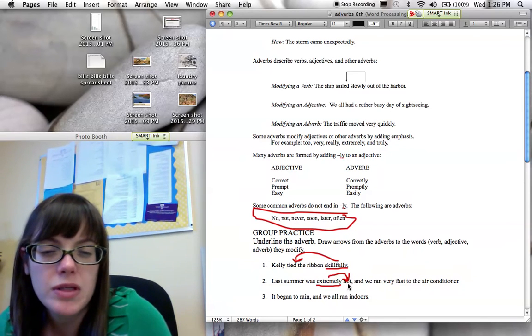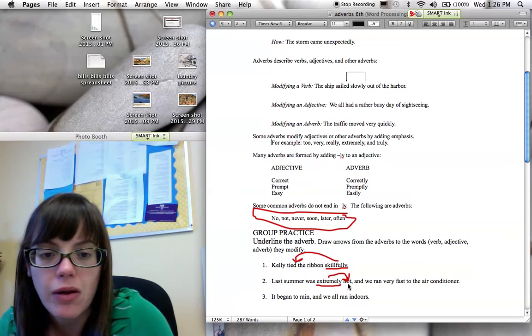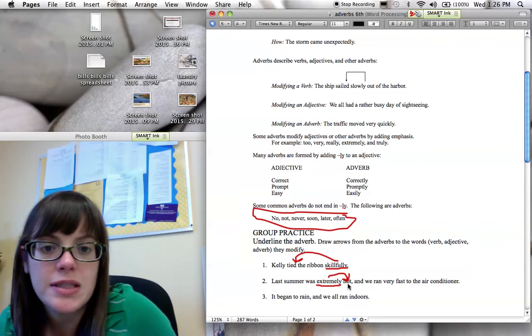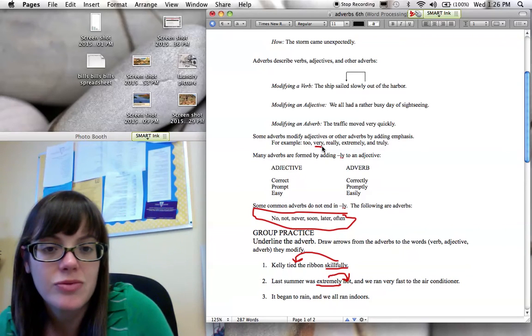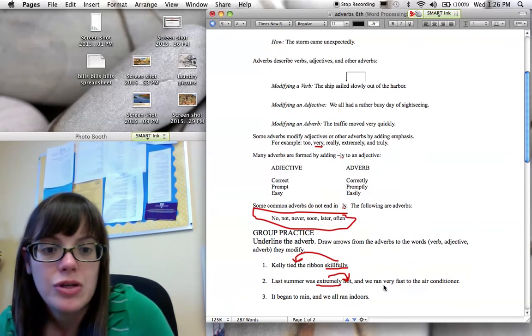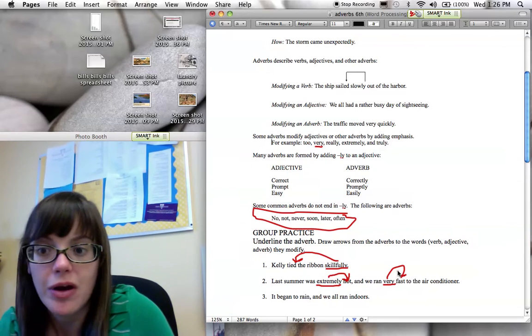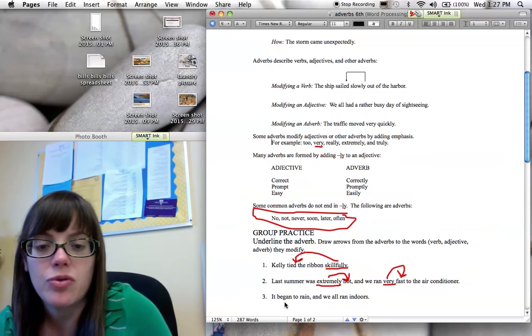All right, this one's kind of a long sentence, so let's look at all of it so we can make sure we don't have any other adverbs. It says, and we ran very fast to the air conditioner. So I do see a word very, which is one of the ones we talked about up here, so I know that's usually an adverb. So I'm going to underline very, and it's describing fast here. It's telling me how fast they ran. They ran very fast.